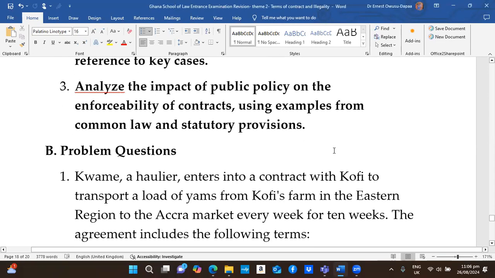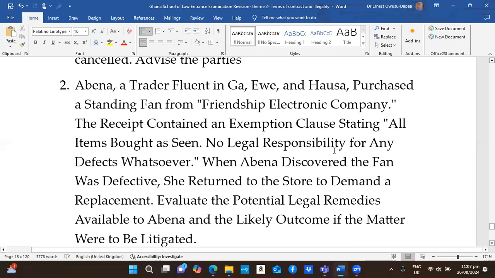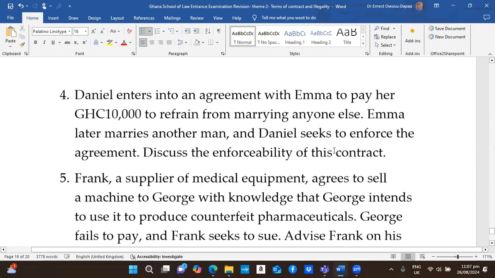Let's look at the question: analyze the impact of public policy on enforceability of contract using examples from common law and statutory provisions. This is a free range type of question for you to go to town and provide exposition of your knowledge on the consequences of illegality. And let's come back to the questions.